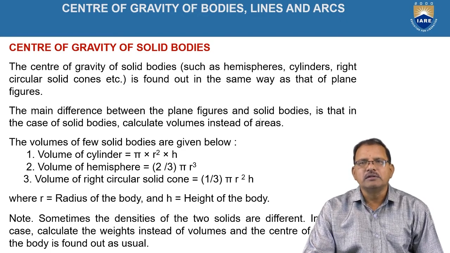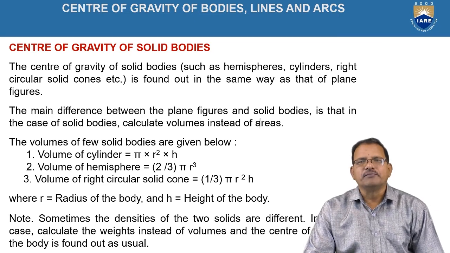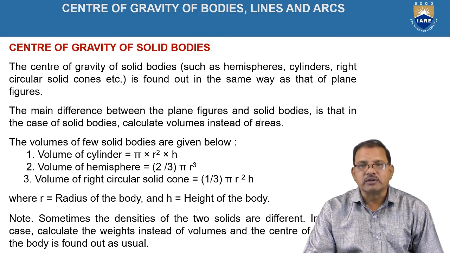The main difference between the plane figure and solid body is that in the case of solid bodies, we calculate the volumes instead of areas. Volume of the cylinder is given by pi r square h. Volume of the hemisphere is equal to 2 by 3 pi r cube. Volume of the right circular cone is equal to 1 by 3 pi r square h, where r represents the radius of the body and h is the height of the body.